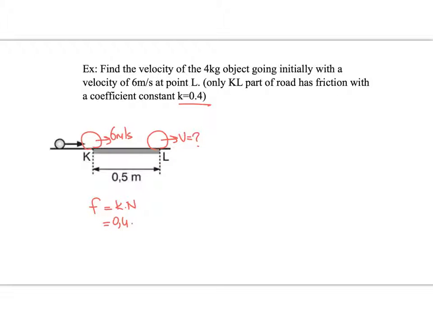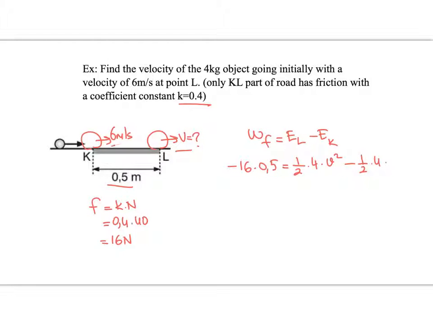0.4 times the weight of the object is equal to 40 Newton. The work done by friction is equal to the change in energy, so the final energy at L minus the initial energy at K. The work done by friction is negative, so minus 16 times the distance 0.5 is equal to 1 over 2 times mass times v square minus 1 over 2 times mass times the initial velocity square.